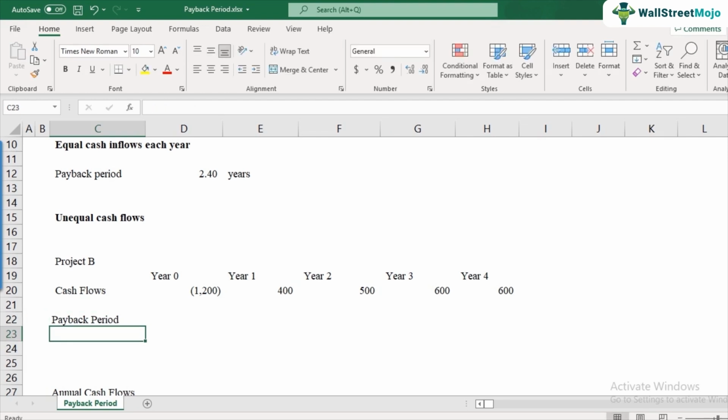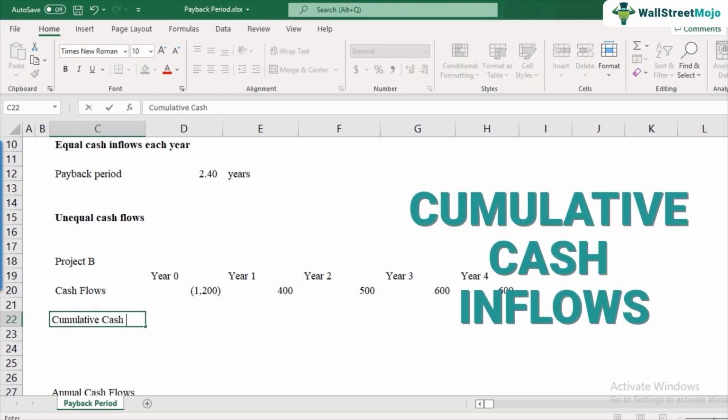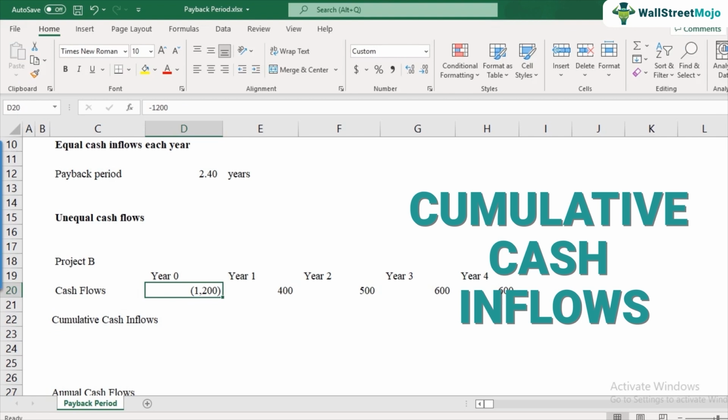Now, in order to calculate the payback period for this case, you have to understand this term called cumulative cash inflows. What do you mean by cumulative cash inflows? When we try to calculate payback period, we want to understand whether your cash outflow is equal to your cash inflow in which year, right?